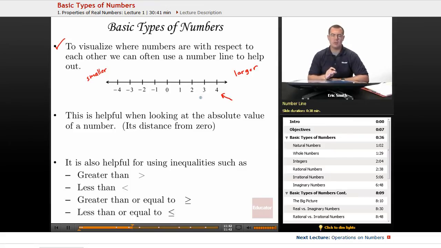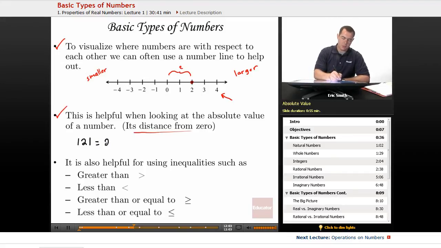Now it's handy to be able to visualize numbers in this way when looking at their absolute value. The absolute value of a number is its distance from 0 on a number line. So as a quick example, maybe I'm looking at the absolute value of 2. Well, since 2 is exactly 2 away on a number line, then I know that the absolute value of 2 is 2. Let's try another one. How about the absolute value of -3? That one I can see is exactly 3 away on a number line. So its absolute value is +3.